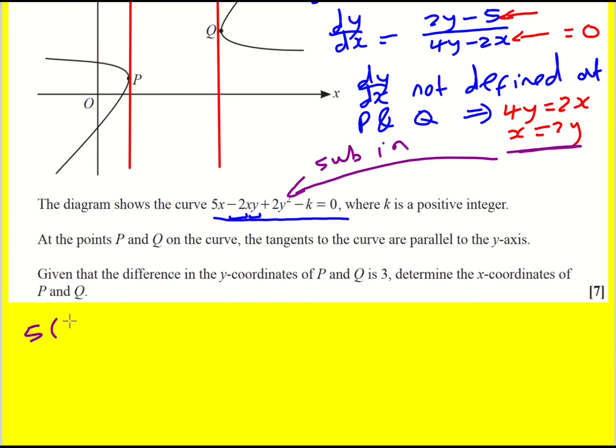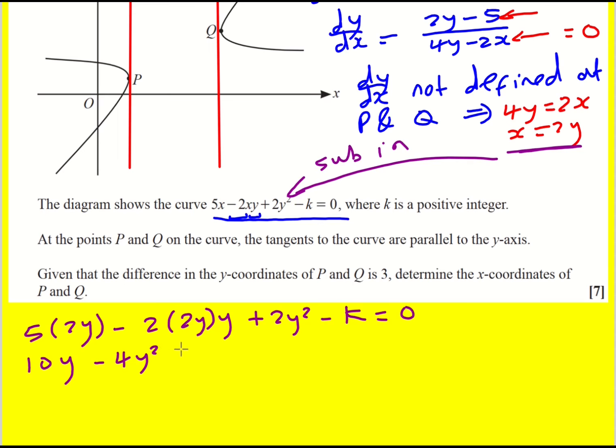That means that 5 times 2y minus 2 times 2y times y plus 2y squared minus k is equal to 0. This becomes 10y minus 4y squared plus 2y squared minus k equals 0. So 2y squared minus 10y plus k is equal to 0. I've just made it so that I've got it all onto the right-hand side essentially and swapped it around. Hopefully you're happy with that.